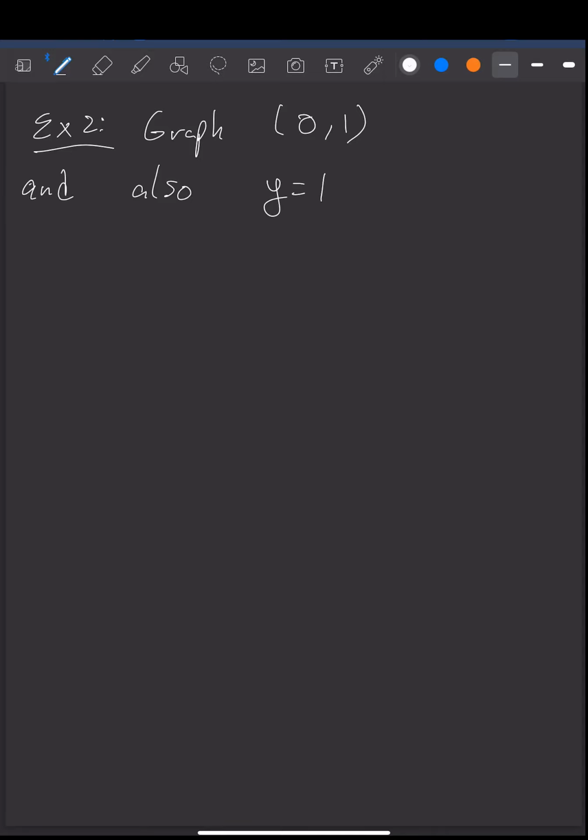Okay, so for example 2, I want you to graph a simple one. Let's say I want you to graph the point (0, 1), and also I want you to graph y equals 1. Right? Well, what is this? What's the meaning of this? We haven't seen this before. The only thing we've seen are points. Hold your horses. Don't worry. I got you.